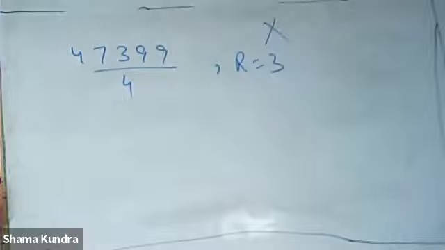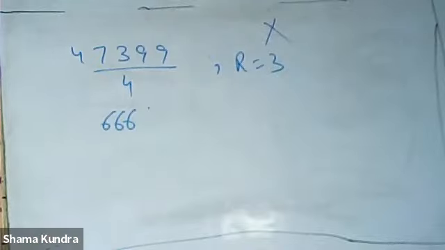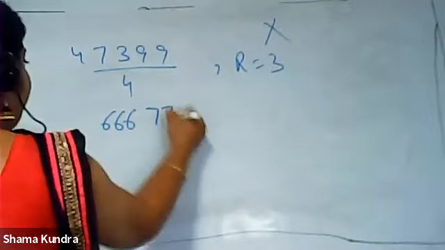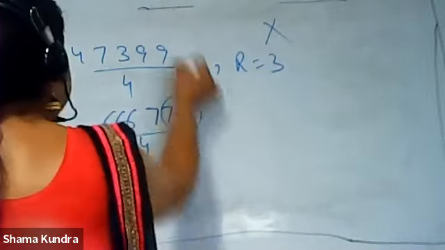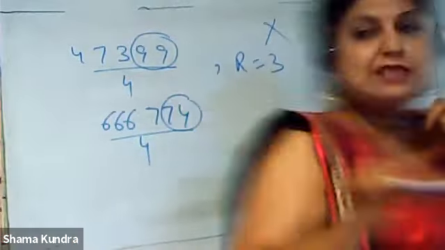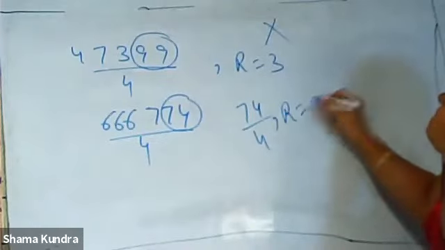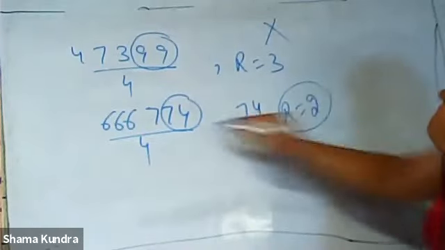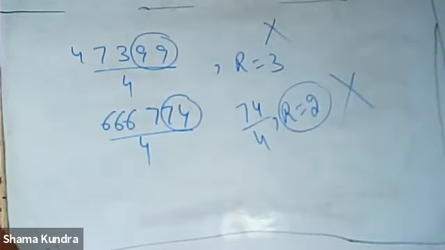Similarly, if I take one more example, 666774, and I divide it by 4. In the case of 4, you have to divide the last two digits by 4. When you divide 74 by 4, you get remainder 2. It is not 0, so the given number is not divisible by 4.